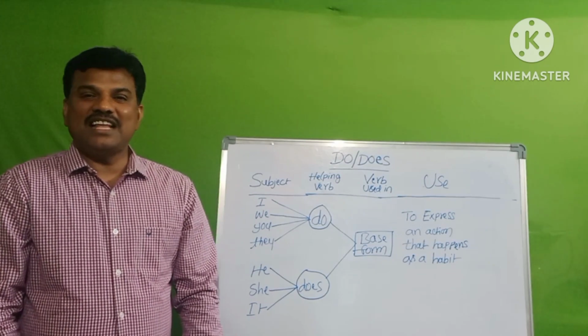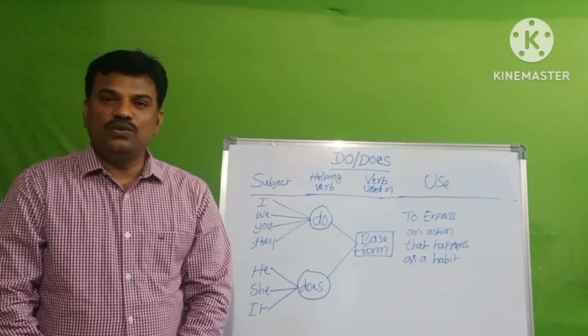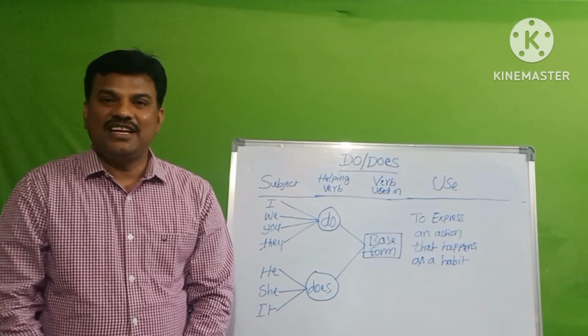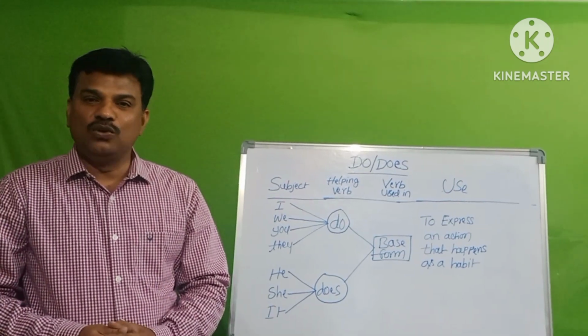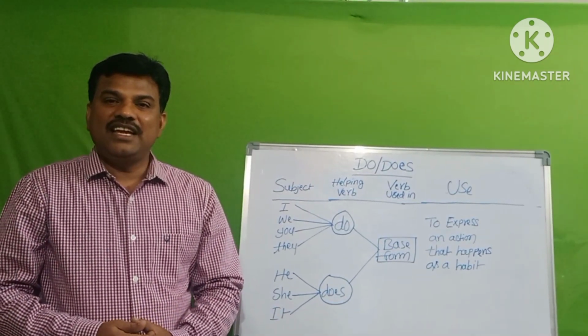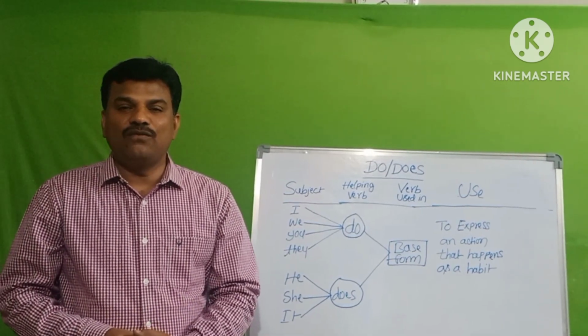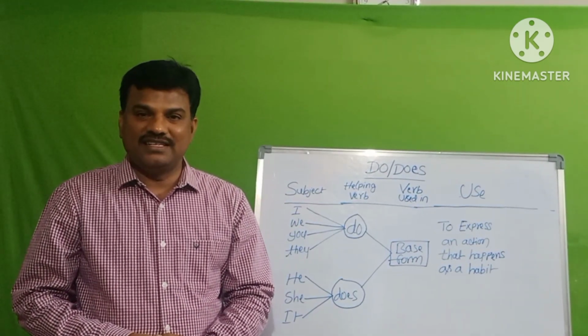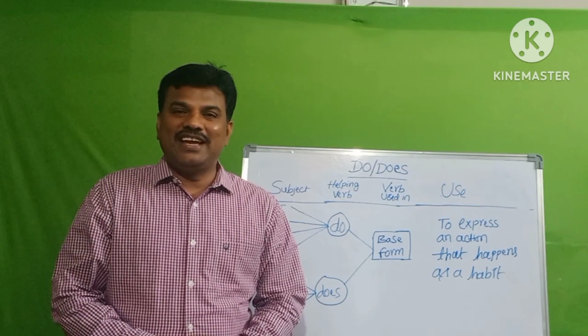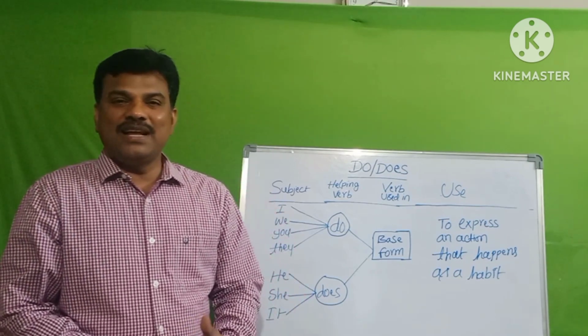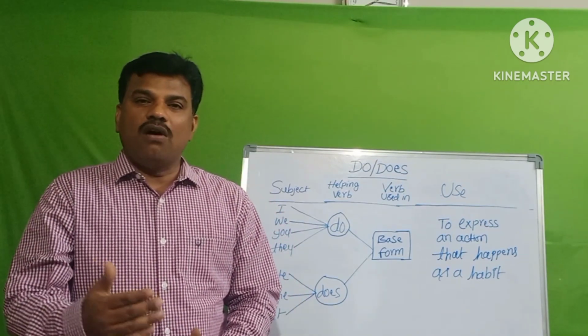When the subject is I, we, you, they, then we use the helping verb do. If the subject is third person singular like he, she, it, then we use the helping verb called does. Now let us see some of the examples with this. For example, I do go to office.